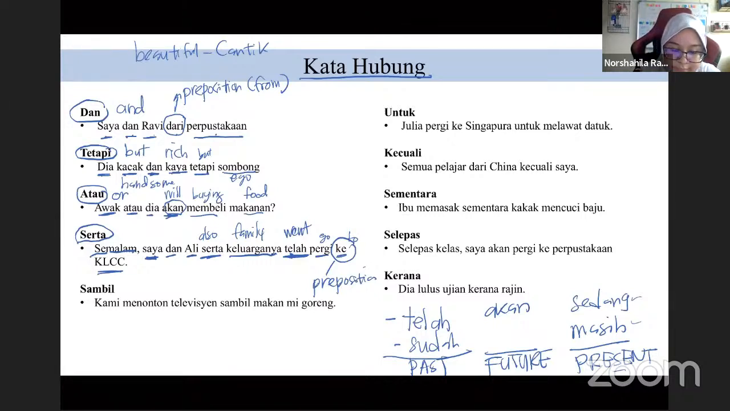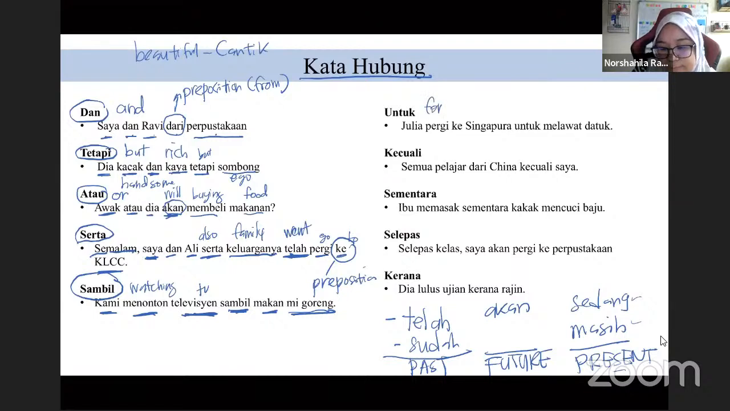Okay, so sambil. What is sambil? Sambil kami menonton television sambil makan mi goreng. We are watching television, okay, while eating mi goreng. Okay, menonton is watching. Television means TV. So while you are watching television and you eat mi goreng, on Monday we did learn mi goreng is fried noodles. Okay, so this is main while.